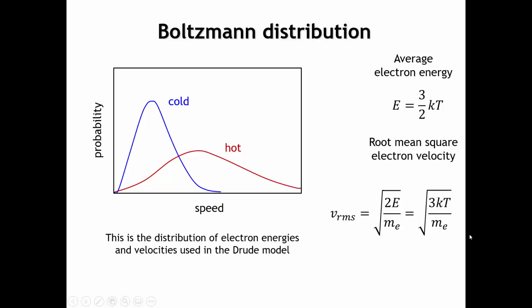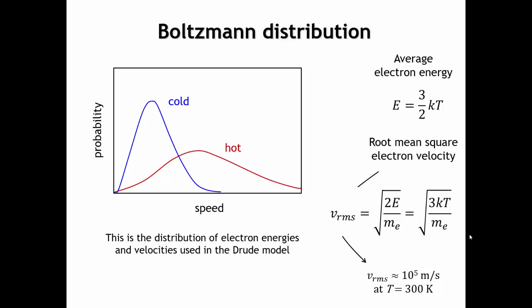Well, except for the temperature, those are just fundamental constants. And so if we were to pick a specific temperature, let's say room temperature, 300 Kelvin, we could come up with an estimate of about 100,000 meters a second for how fast the electrons are moving. They're moving very, very fast because they are extremely light.